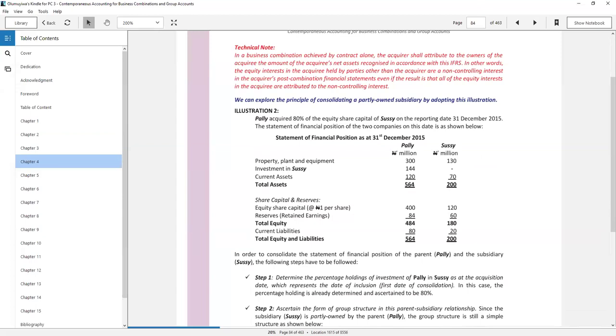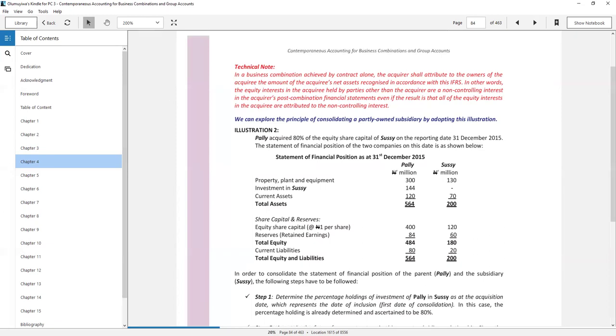Okay, sir. Technical note. In a business combination achieved by contract alone, the acquirer shall attribute to the owners of the acquiree the amount of the acquiree's net assets recognized in accordance with this IFRS. In other words, the equity interest in the acquiree held by parties other than the acquirer are non-controlling interest in the acquirer's post-combination financial statements, even if the result is that all of the equity interest in the acquiree are attributable to the non-controlling interest.